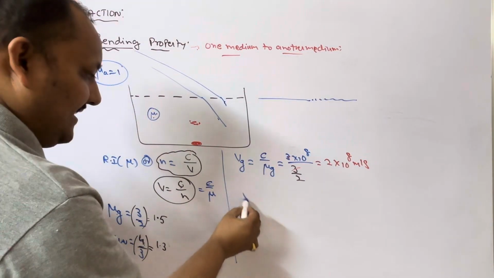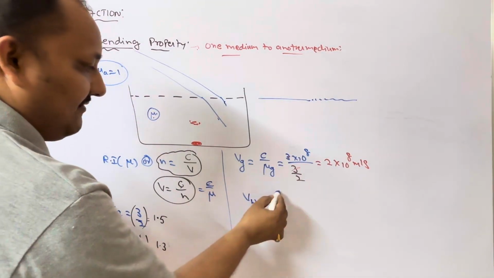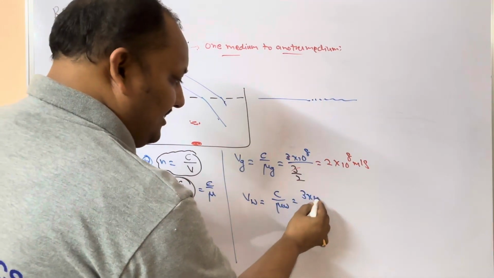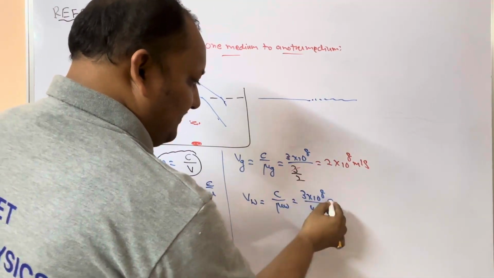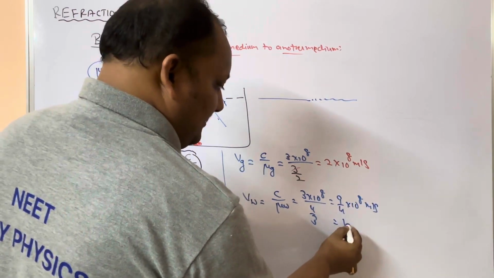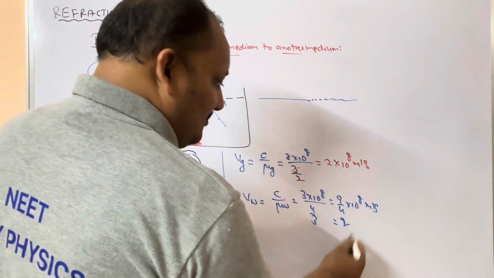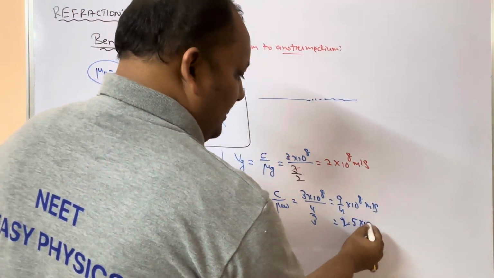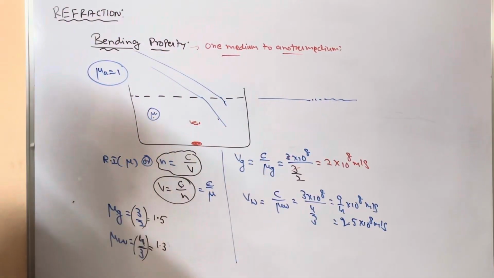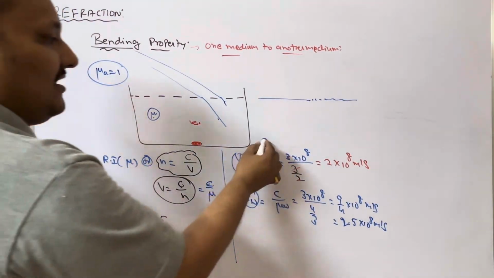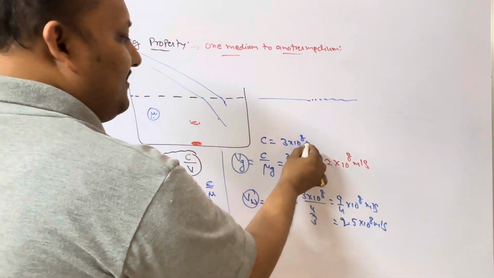So what is the velocity of light in water? Velocity of light in water is C by the refractive index of water. That is 3 into 10 power 8 divided by 4 by 3. So you will be getting 9 by 4 into 10 power 8 meter per second. 9 by 4 means 2.25 into 10 power 8 meter per second. So this is about the velocity of light in glass, the velocity of light in water, and the velocity of light in air, 3 into 10 power 8.